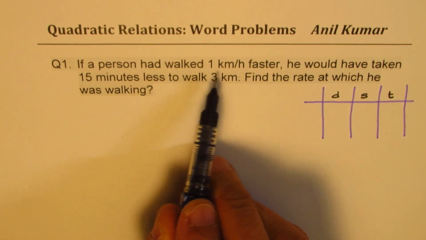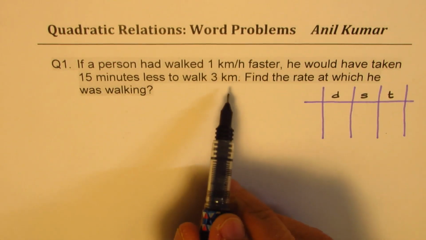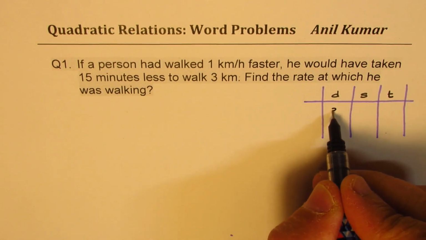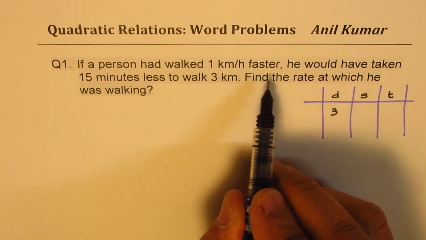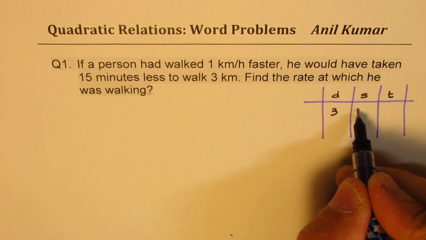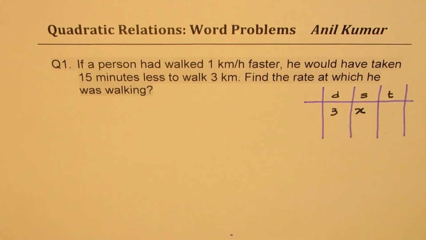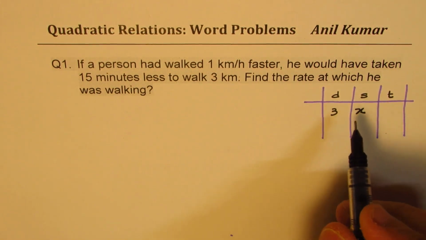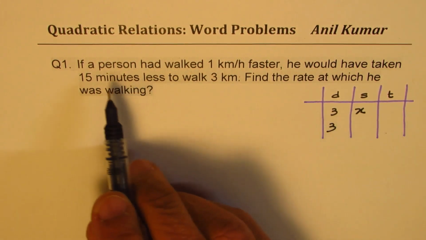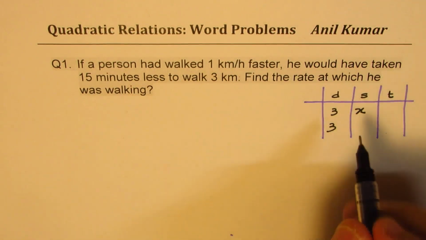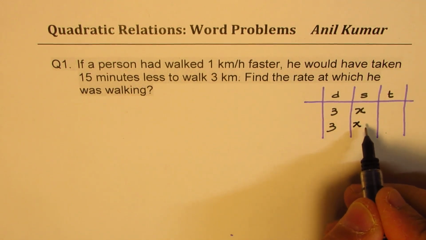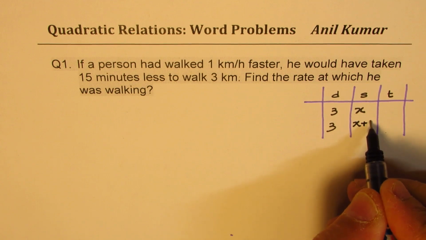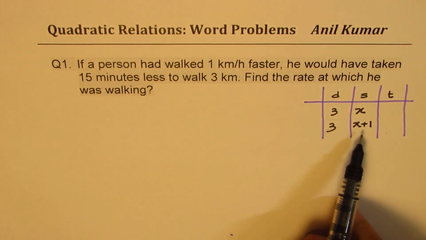If a person had walked 1 kilometer per hour faster, so first the distance of 3 kilometers is being walked by some speed. Let's call this speed x, right? Now the same distance, if the person had walked 1 kilometer per hour faster, means x plus 1. Do you see that? So that becomes your speed.